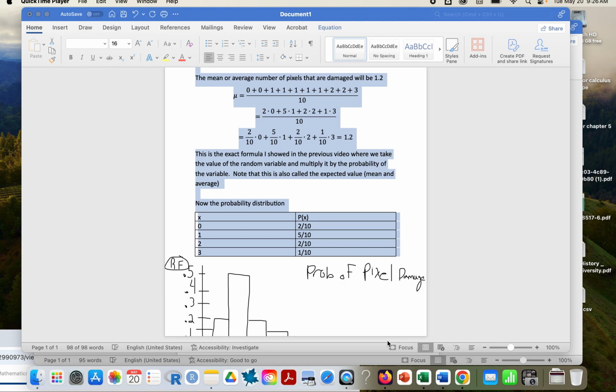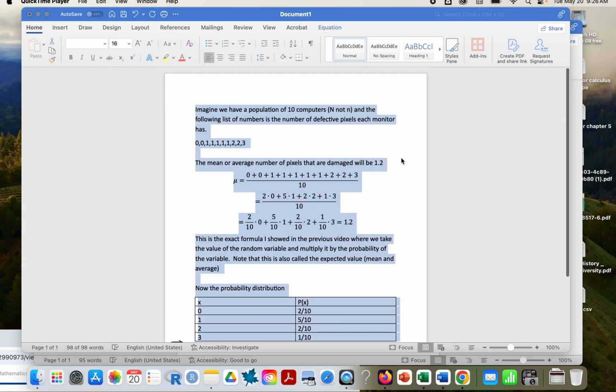Good morning, everybody. So today we are going to be working on expected value. And I apologize for the highlighted blue, but I have to remember to change the font when I go to show you the graph.